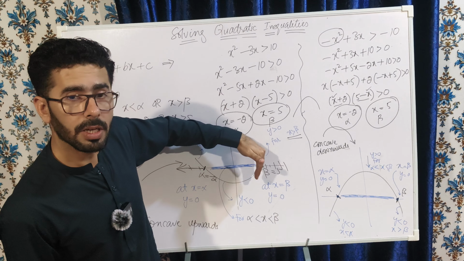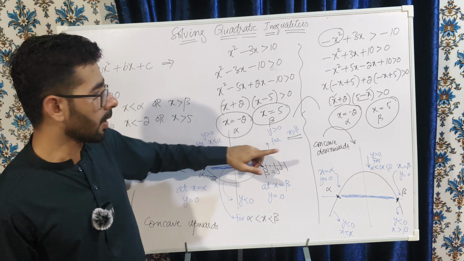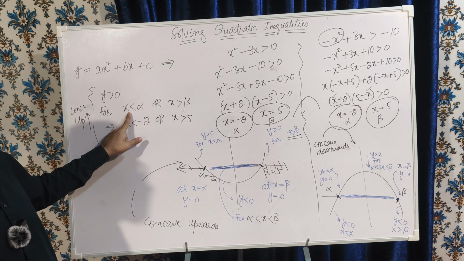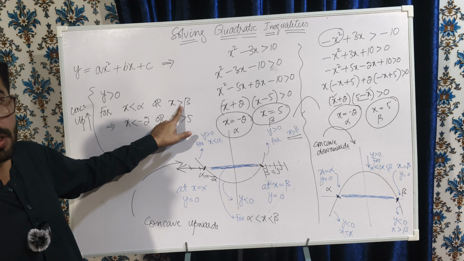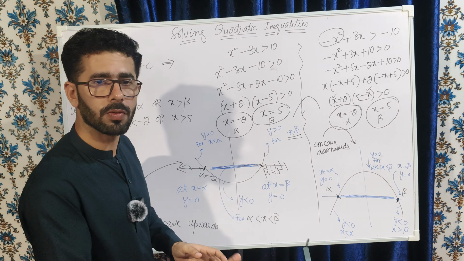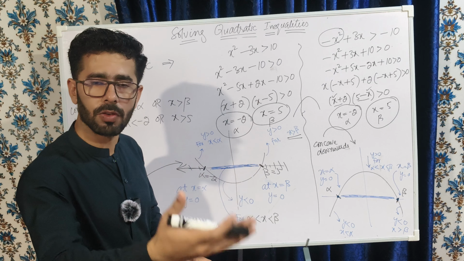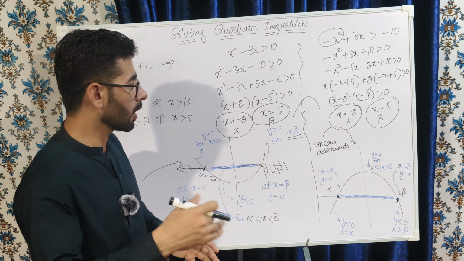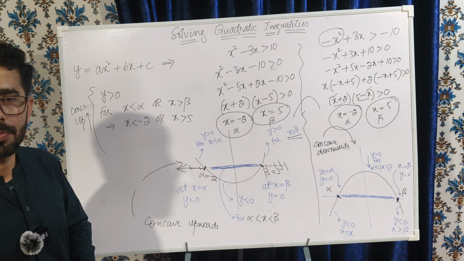Or if I choose values bigger than 5, bigger than the beta value, we have this rule: if we choose values lower than alpha or bigger than beta, we will have a positive curve. So if I choose values bigger than 5, which are 5.1 or 5.2 or 5.5 or 5.9 or 6 and so on and so forth, we will have a positive curve.